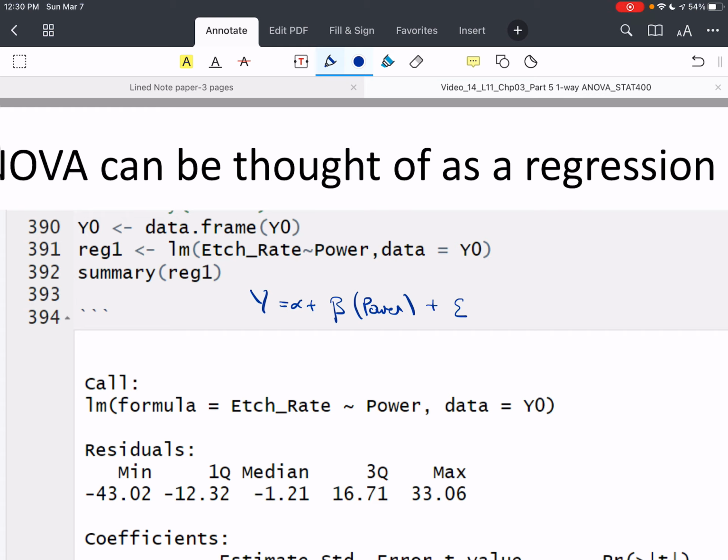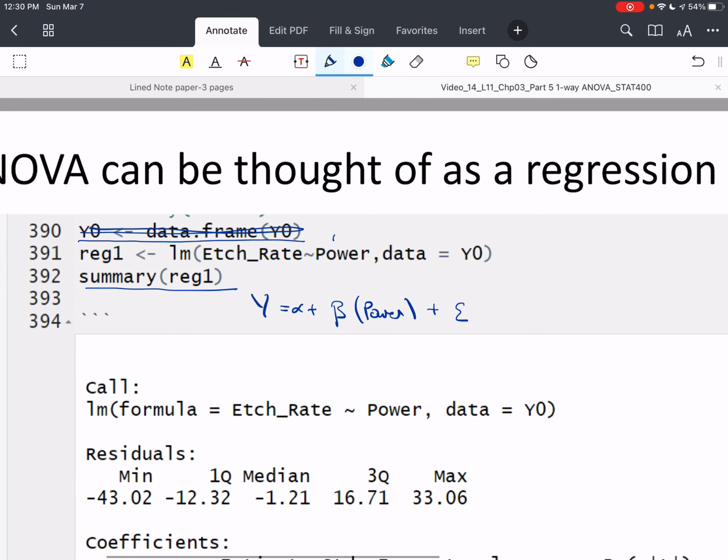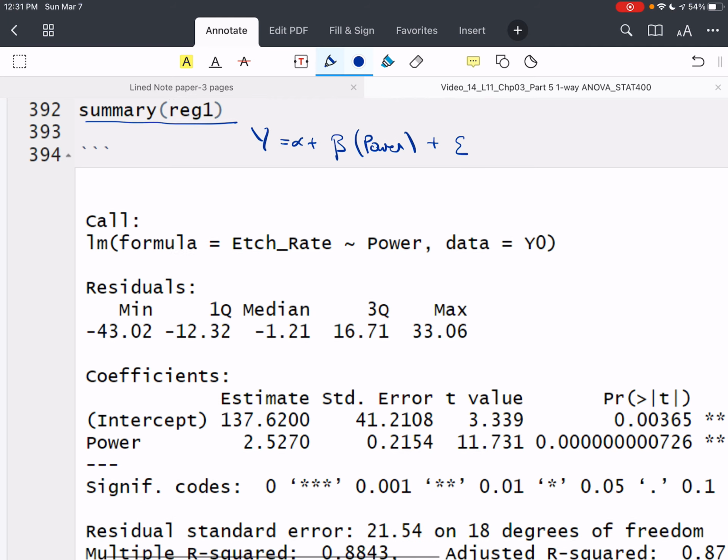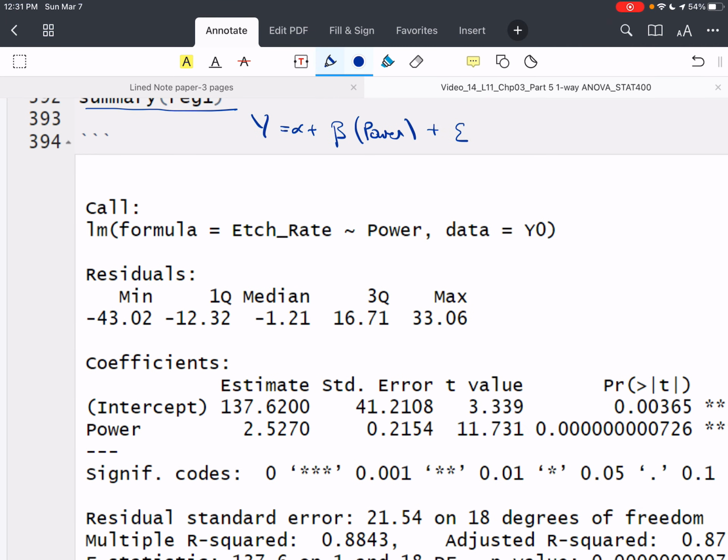Okay? And so I have used the summary of Reg 1, Regression 1, which I've set up here. And what I did was I set y, I think this is redundant now. I think I did this in the code earlier and forgot to remove this. But y is a data frame, and it has power as a continuous or numeric variable.